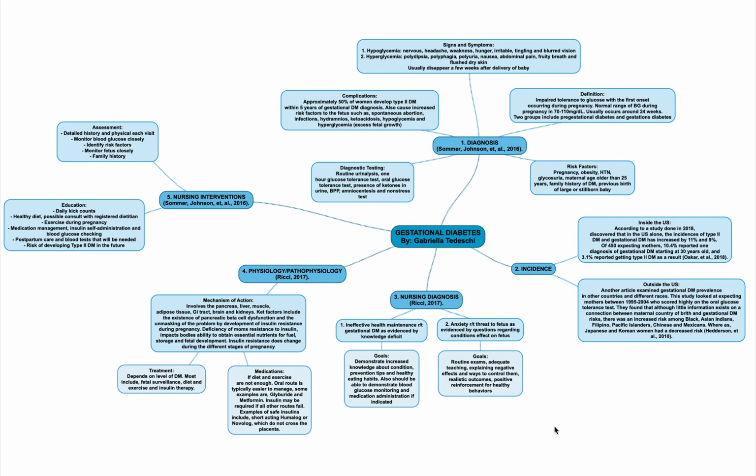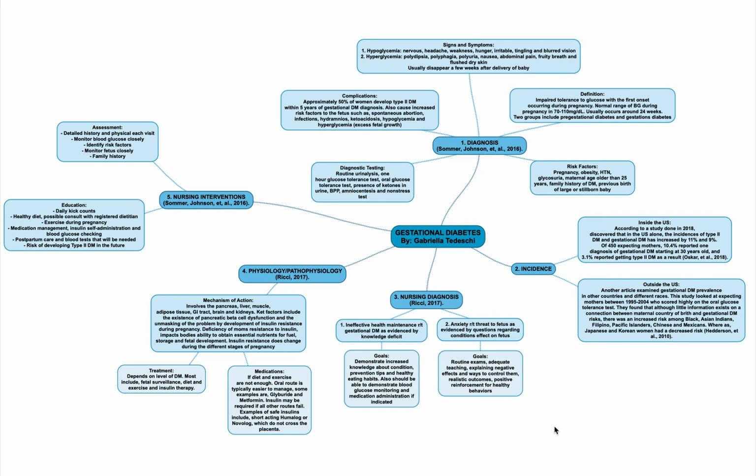And then the second nursing diagnosis would be anxiety related to threat to fetus, as evidenced by questions regarding the condition's effect on the fetus. So if mom is nervous that gestational diabetes is going to harm her or her unborn baby. So some goals for this mom would be routine exams, adequate teaching, explaining the negative effects that this could have on mom or baby and ways that she can control them, setting realistic outcomes, and positive reinforcement for her healthy behaviors.